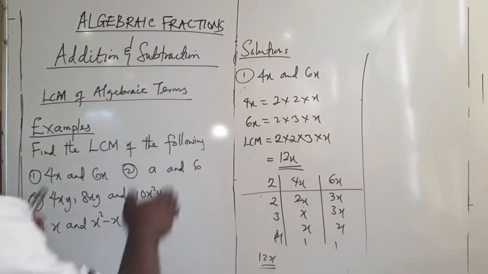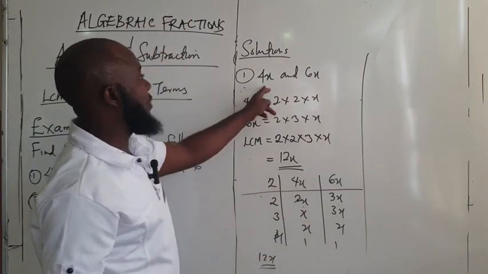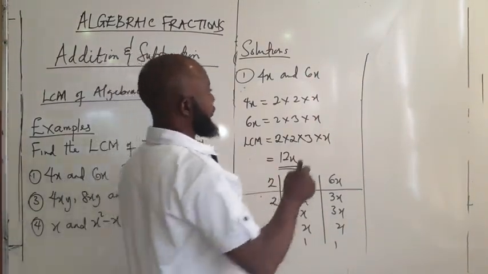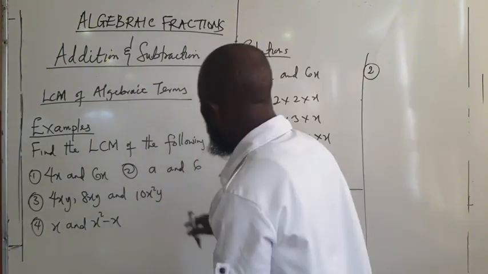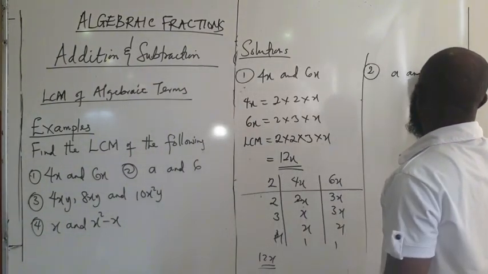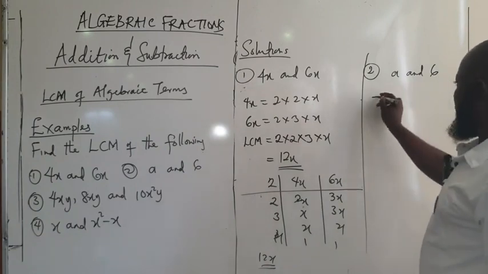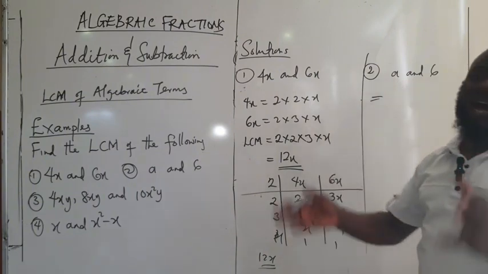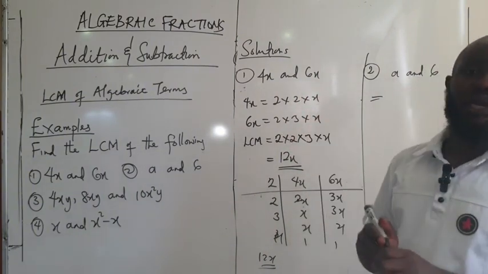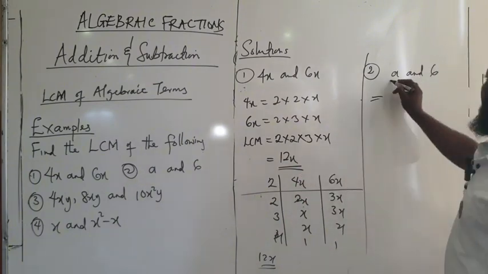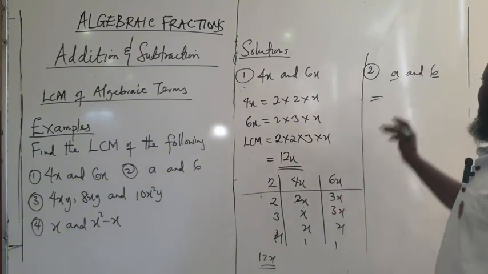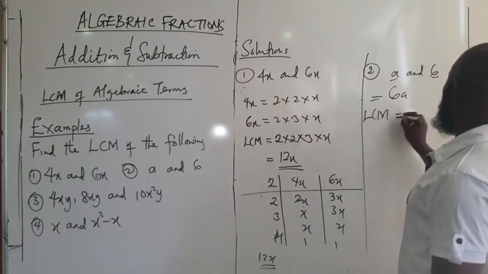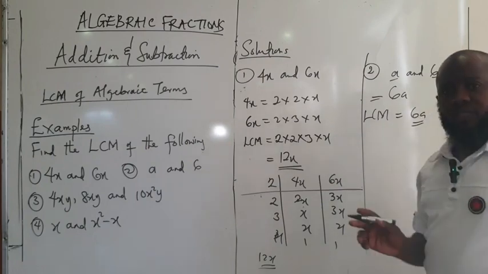So you can use any of the two methods. The LCM of 4x and 6x is 12x. I hope that is very clear. So let's move to the second question we have here. We have a and 6. Now, this one, we don't have to waste our time on. Anytime you have terms that don't have common factors, just multiply them together. Simple. That's your LCM. So here, a and 6 don't have common factors. That means a times 6 gives us 6a. That means the LCM is equal to 6a. I hope this is very clear.